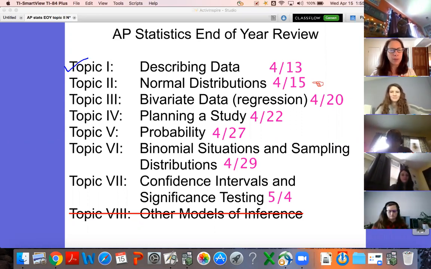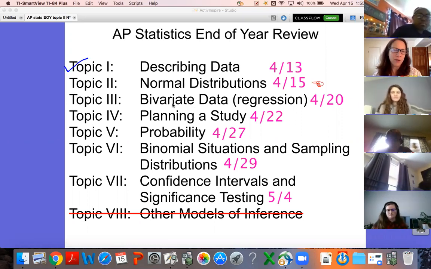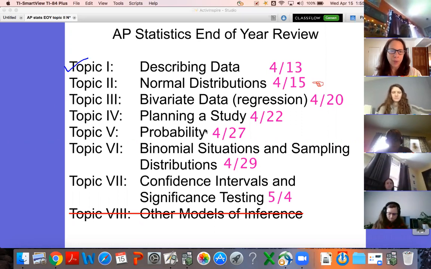Okay, so again, today's normal distributions. Next week is regression analysis. That's what they call bivariate data, where you have a response variable and an explanatory variable. I did that wrong, explanatory, response. Then we'll do planning a study.